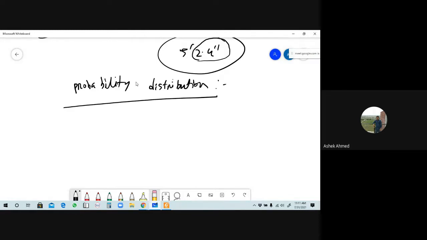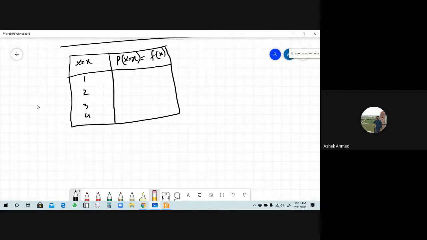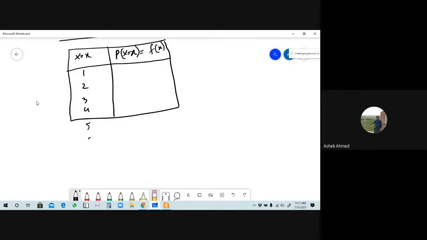Now tell me, if you roll a dice, how many outcomes are there? Six outcomes. Okay, we can say the outcome will be X equals small x, and the probability is P of X equals small x. Tell me, the outcomes of a dice are 1, 2, 3, 4, 5 and 6. Is it right? Yes, sir.